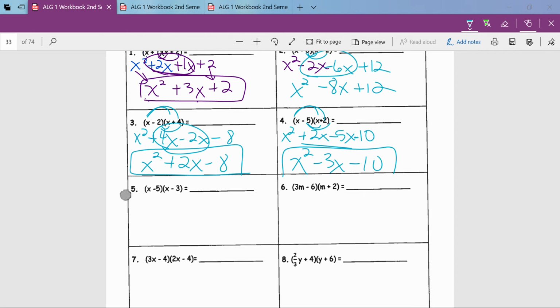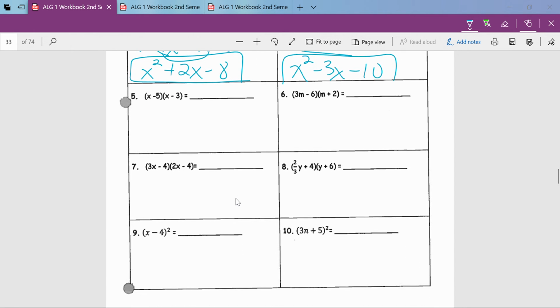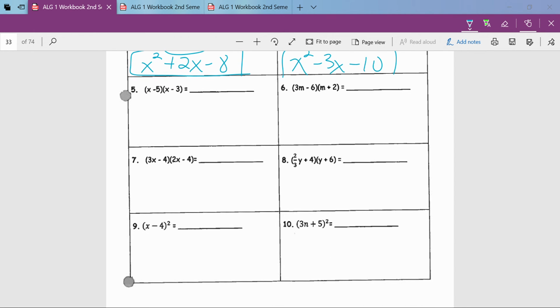All right. I'm going to skip number 5 for sake of our time here. 6 is 3m times m is 3m to the power of 2. If you want, you can think of it as there's a 1 in front of the m. 3 times 1 is just 3. M times m is m squared. Then 3m times 2 will be positive 6m. And then negative 6 times m is negative 6m. Negative 6 times 2, negative 12.